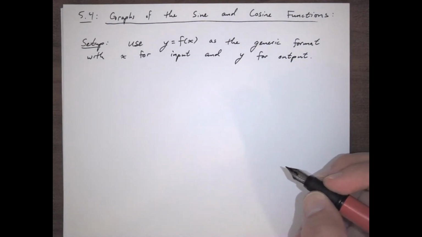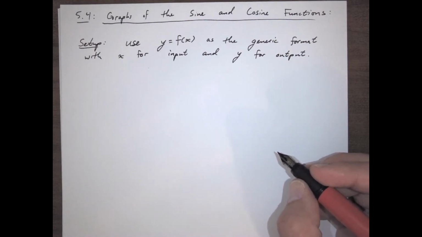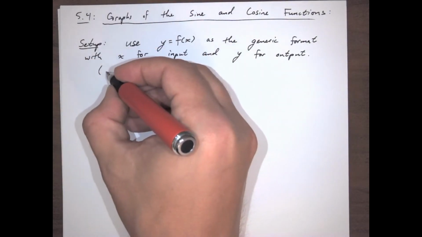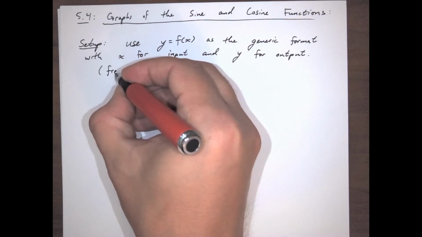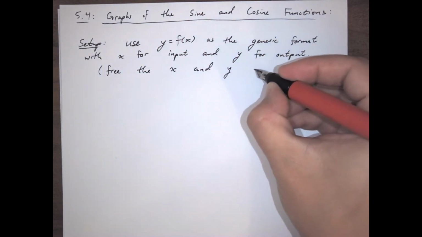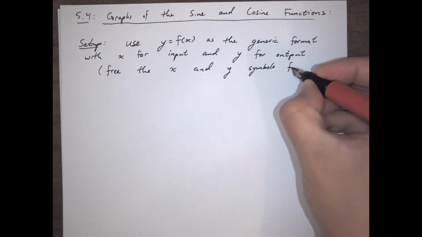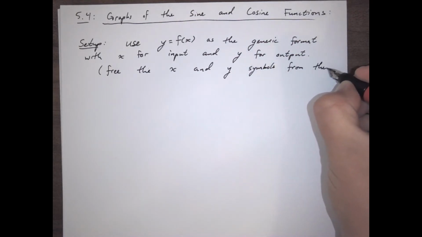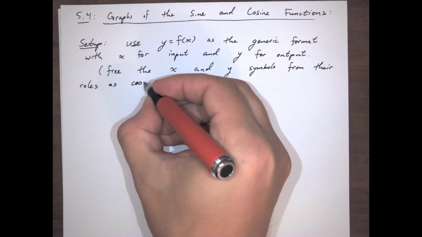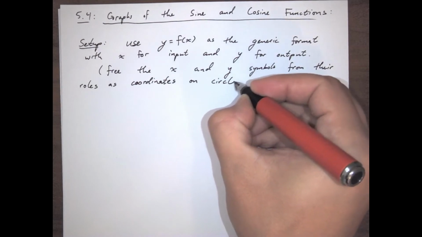So the x and the y here that we are using are now uncoupled from the x and the y that we were specifically referring to for points on unit circles or other circles. So now, in other words, free the x and y, free those symbols from their roles as coordinates on circles.